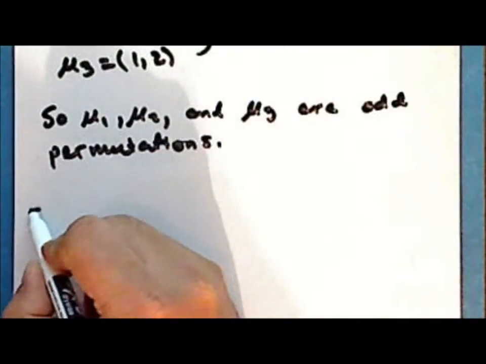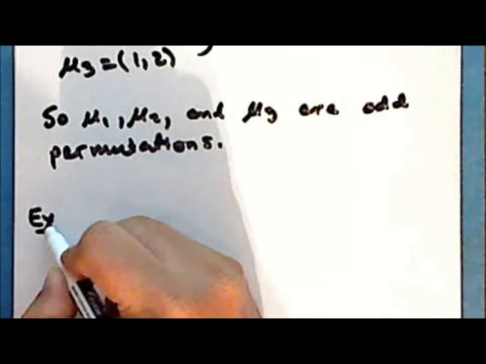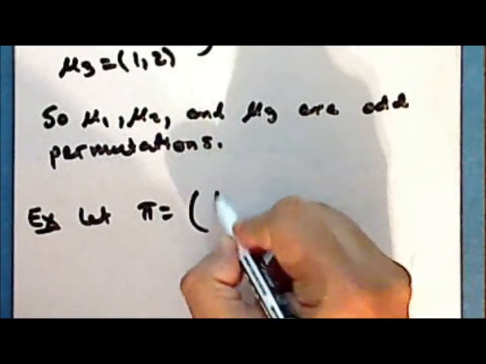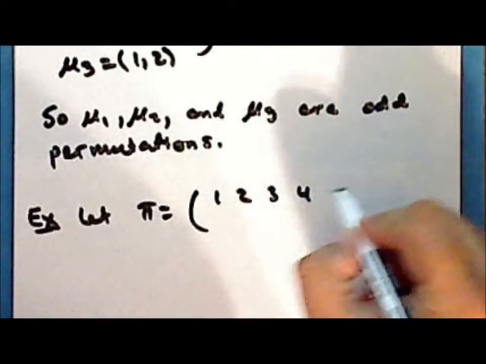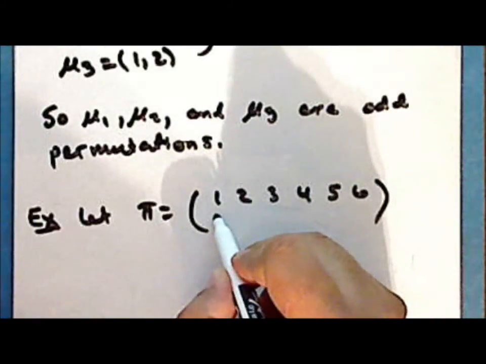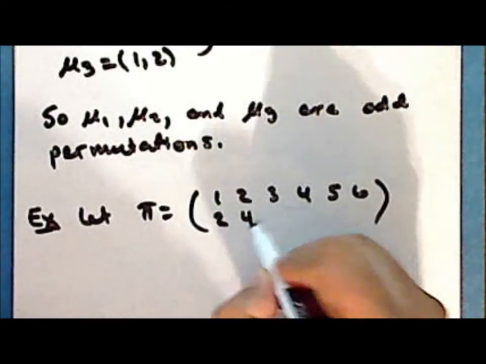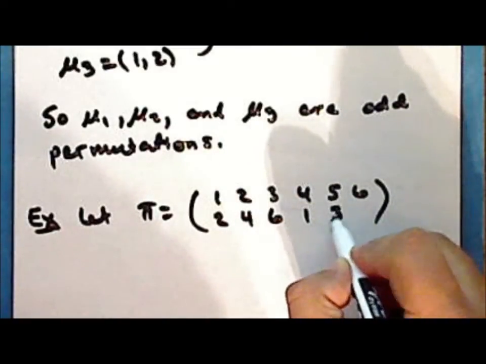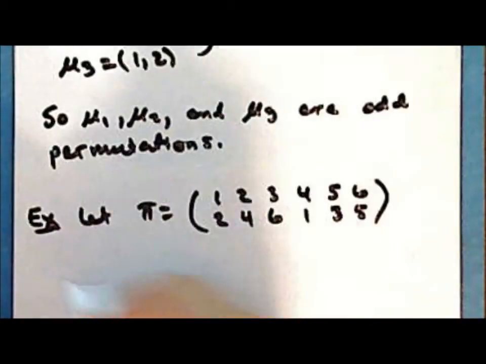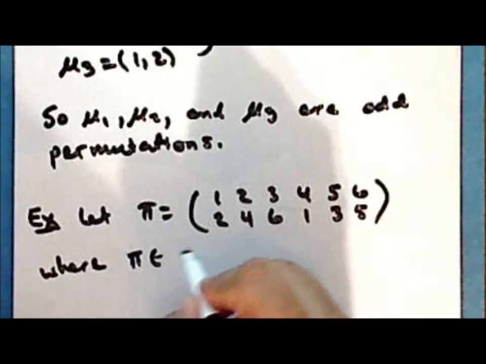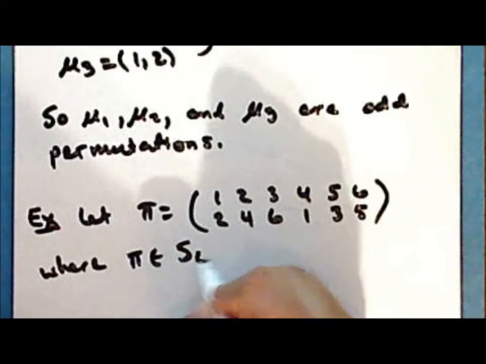Okay, so as an exercise, let pi be the permutation that maps 1 to 2, 2 to 4, 3 to 6, 4 to 1, 5 to 3, and 6 to 5, where pi is a permutation in the symmetric group on 6 letters.